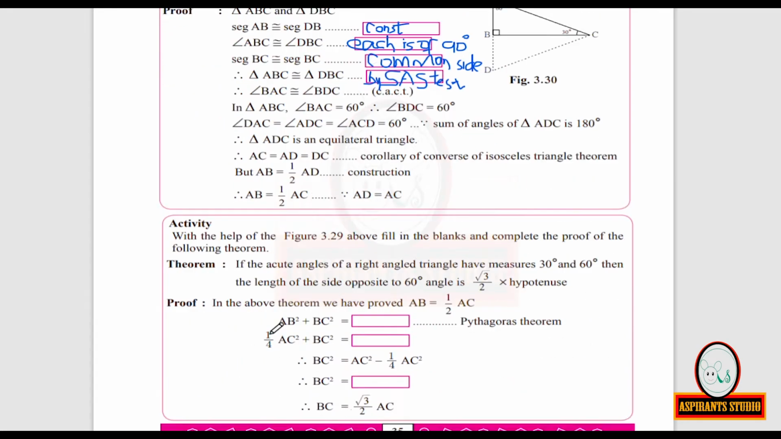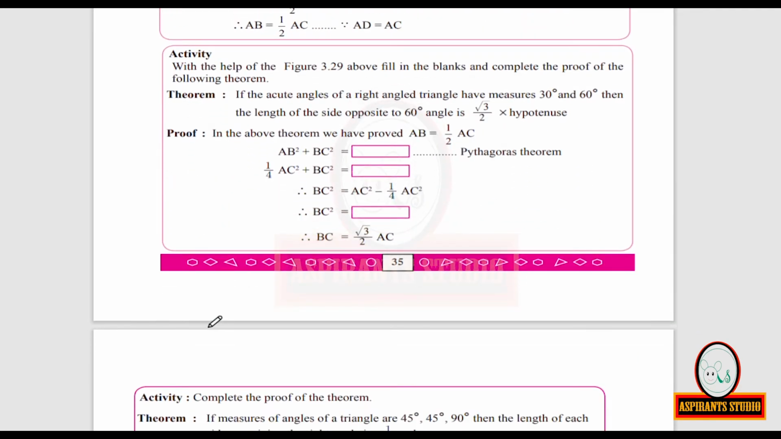Now, coming to the next theorem: if the acute angles of a right angle triangle have measures 30 degrees and 60 degrees, then the length of the side opposite to the 60 degrees angle is square root of 3 upon 2 multiplied by the hypotenuse. So in the above theorem we have proved AB is equal to half of AC.